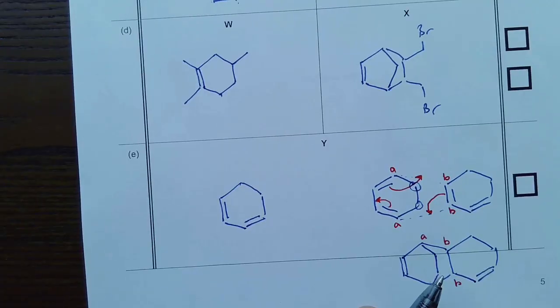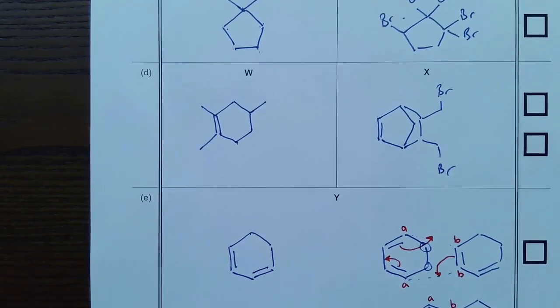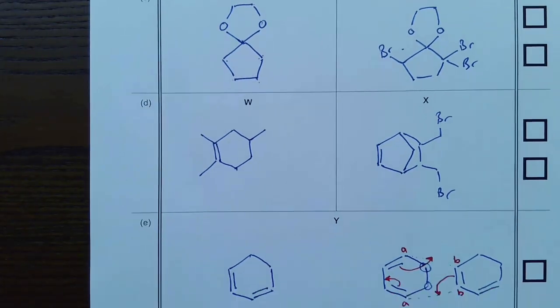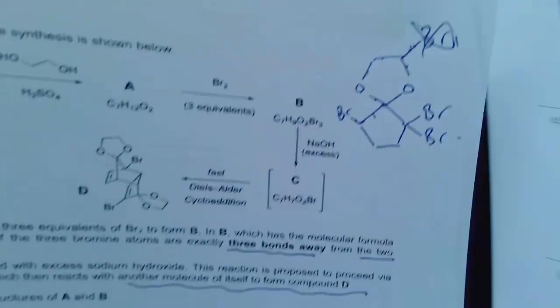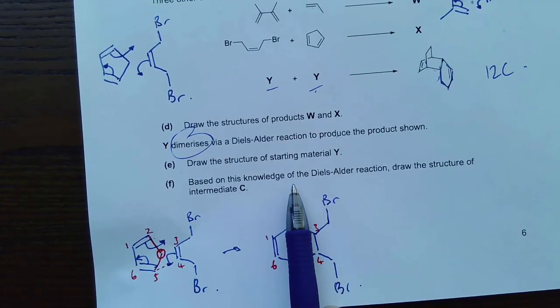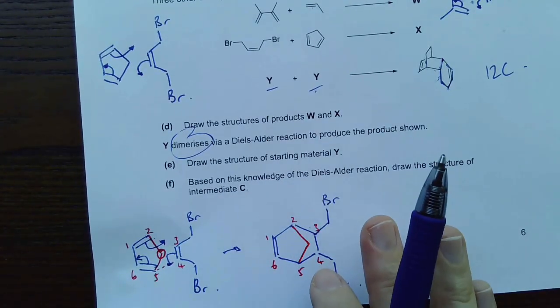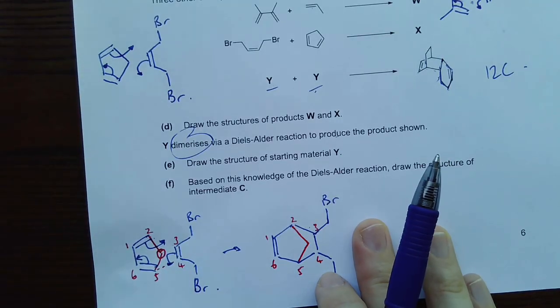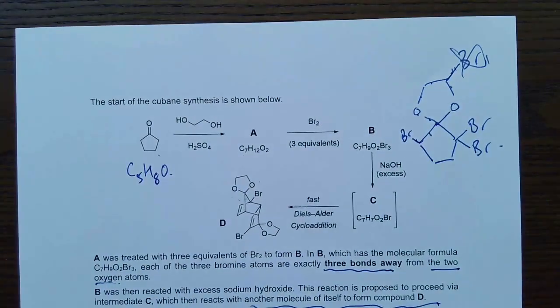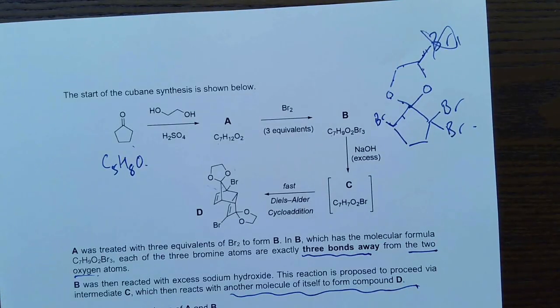As far as training sections go, I think that's pretty tricky. But hopefully you can see how this reaction is working. And then, once all that is done, it says, based on this knowledge of the Diels-Alder reaction, draw the structure of intermediate C. Okay, so let's go back to intermediate C.